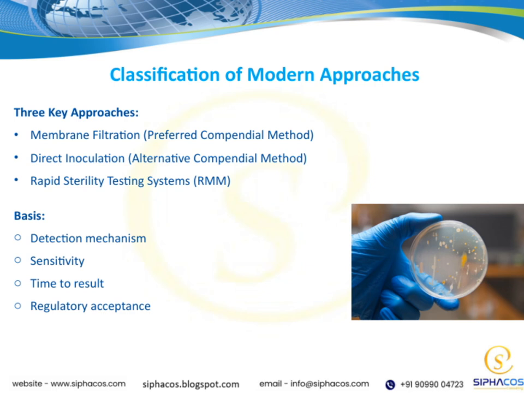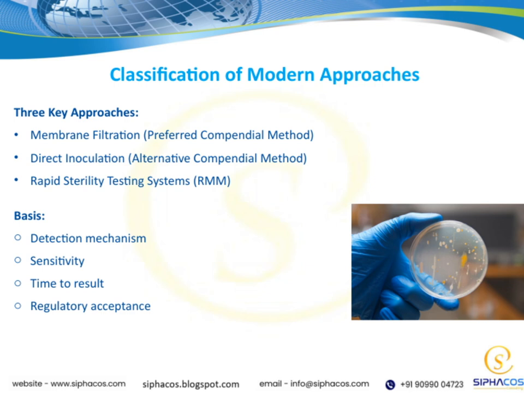For example, the detection mechanism, how each method identifies microbial presence, can vary significantly. Sensitivity is another critical point. Some methods can detect lower levels of contamination more quickly. Time to result is also essential, especially in fast-paced manufacturing environments where quicker results can lead to faster decision-making. Lastly, regulatory acceptance plays a big role in determining which method is appropriate for a given application. Understanding these differences helps us choose the most suitable approach depending on the specific needs of our sterility testing process and compliance requirements.